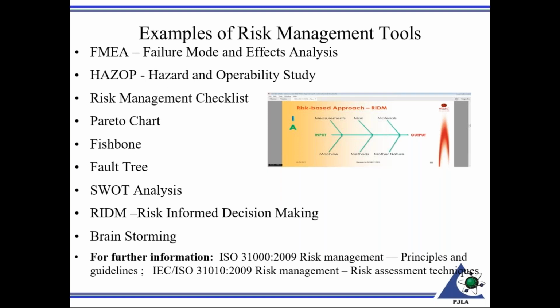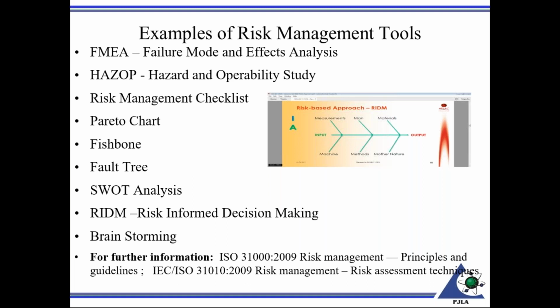So just to mention, there's a lot of tools out there. This slide lists a few that you may or may not have heard of, different ways of adopting risk-based thinking. I once worked at an organization that wanted to SWOT everything. It was a larger organization, and SWOT analysis there. So this includes failure mode and effects analysis, hazard and operational studies, risk management checklist, Pareto charts, fishbone diagram, fault tree, SWOT analysis, risk-informed decision-making, brainstorming.